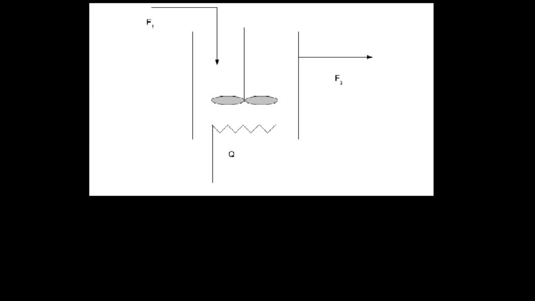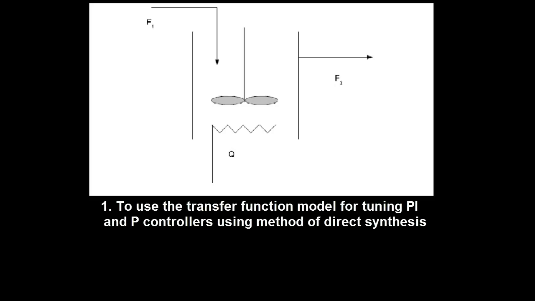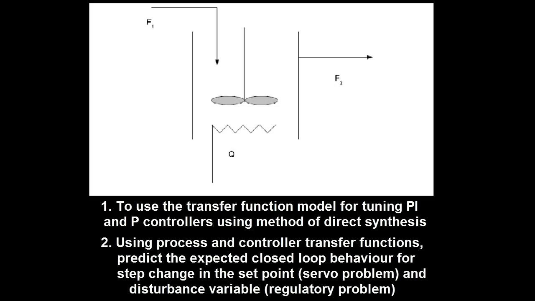This experiment immediately follows CT1, in which you had to develop transfer function models with respect to manipulated input and disturbance variables for the dynamic model of a heater-mixer setup, using open loop and closed loop step test data. The aim of this experiment is to use the transfer function models developed for tuning PI and P controllers using the method of direct synthesis, and, using process and controller transfer functions, predict the expected closed loop behavior for a step change in the set point and the disturbance variable.